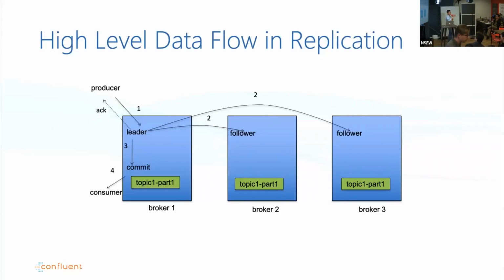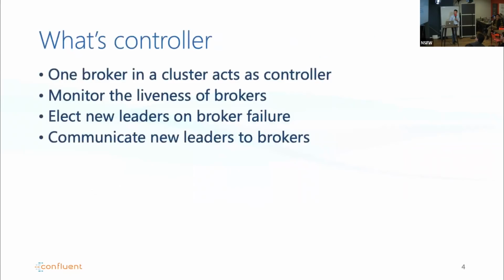So the reader always sees committed data and it's always consistent, because every time the leader fails, you can always switch to another replica. It's guaranteed to have the previously committed data. So that's a little bit at a high level how the replication works. As you can see, we do have this concept of leaders and followers, and when the leader fails, we need some logic to select who should be the new leader, right? So that's essentially the role of the controller. So this is a high-level description of what a controller does. First thing, there's only a single controller per Kafka cluster.